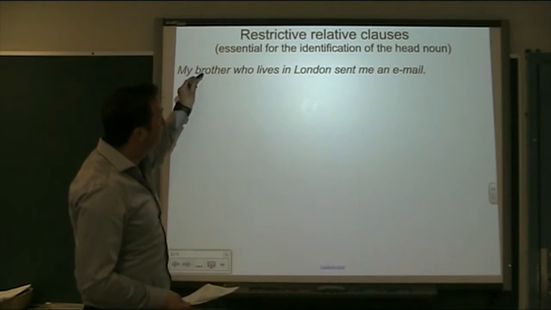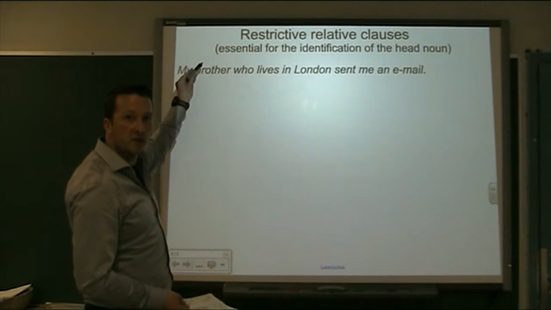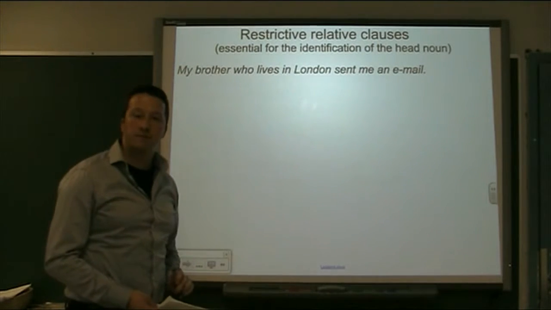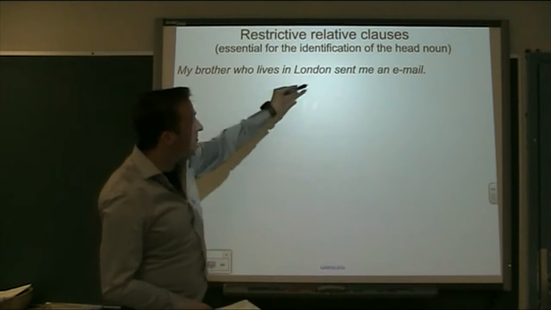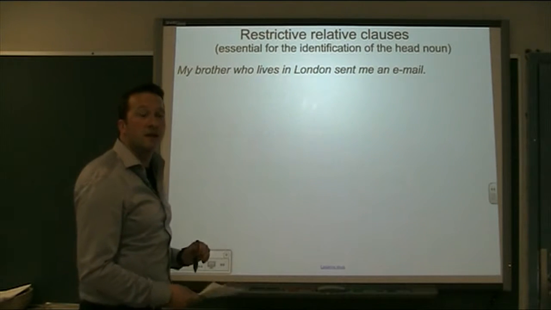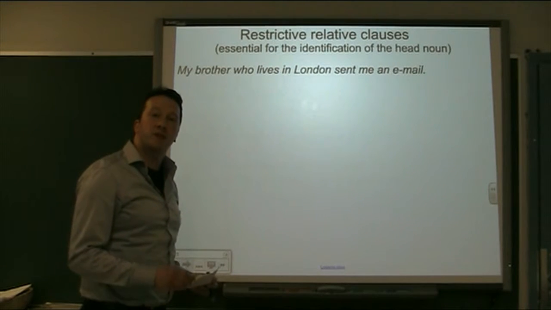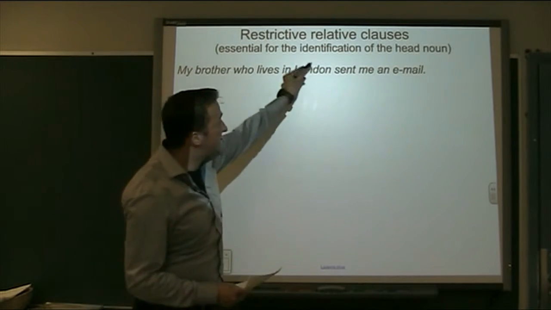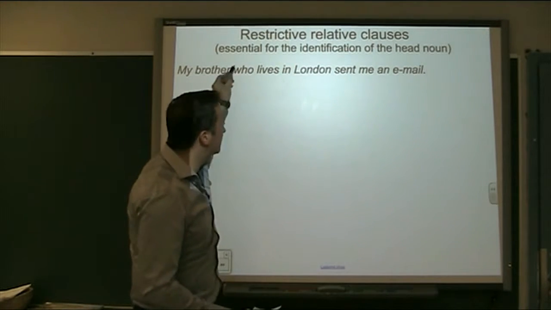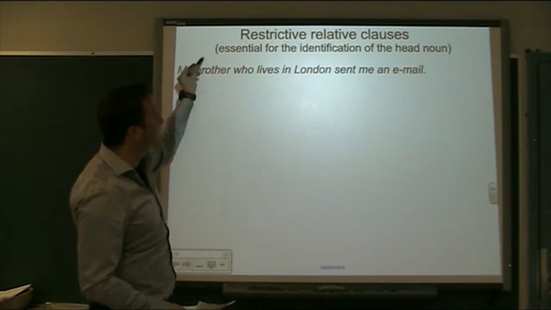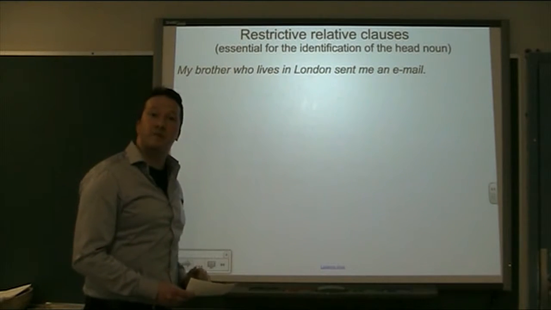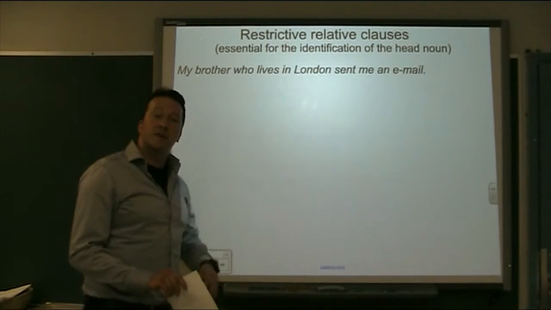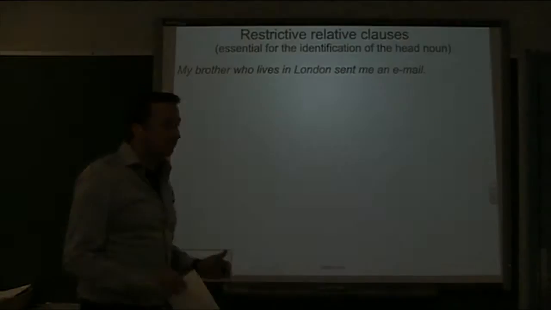In this example, this person has several brothers, and it was the one living in London that sent the email. If we had used commas over here, it would have meant that this person only has one brother. But here, because this part is essential for the identification of this, it is an example of restrictive relative clause, and no commas appear before or after those.